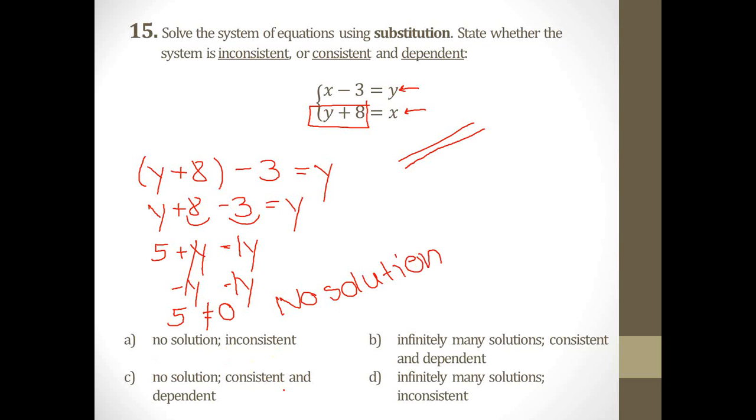So on the previous slide, I told you that no solution is what? It's always inconsistent or always consistent? All right, we agree on this. Inconsistent, that's correct. So our correct answer choice in this case is A. No solution and inconsistent. Very good.